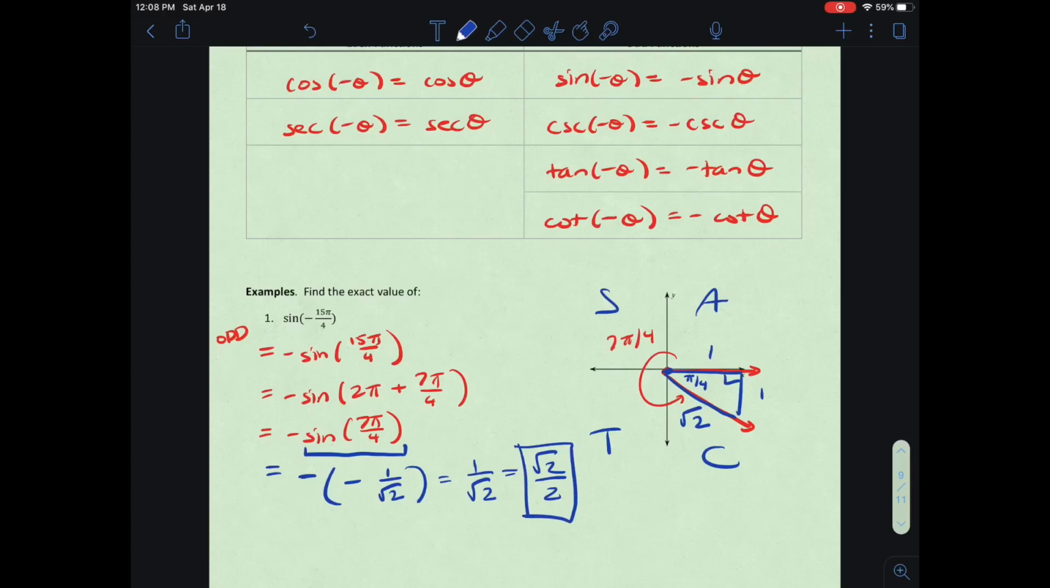So hopefully by now you're pretty comfortable with finding trig functions at different angles. Here though, we can get rid of that negative in the beginning by just pulling it out because sine is odd. Let's look at another example together.